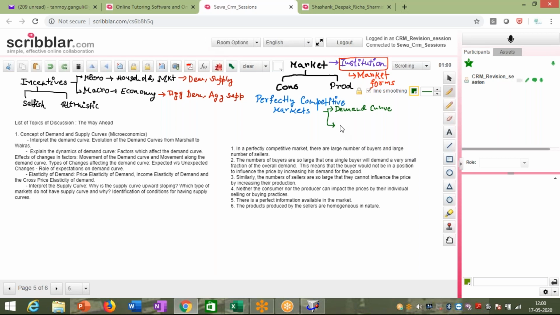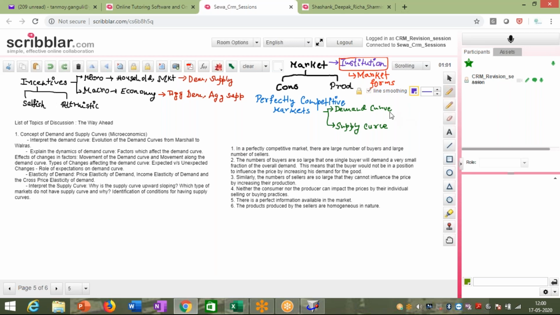and the other is the supply curve. Is the supply. Okay, so what does the demand curve talk about?